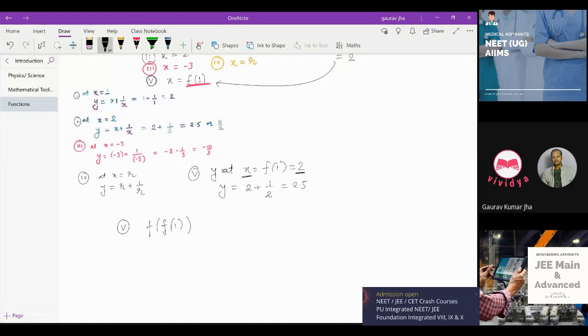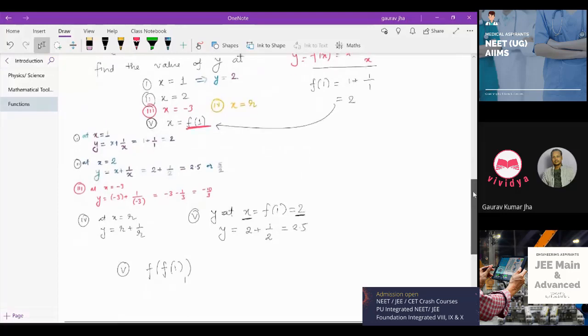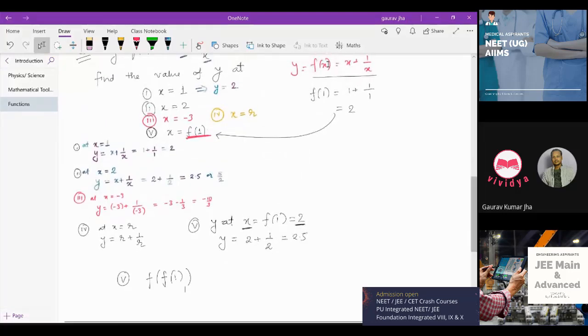See, the function that we know is, yeah, here it is. f of x is x plus 1 by x, right? So given f of x is x plus 1 by x, then the meaning of f of 1 would be what? We know that f of 1 is 2, right? f of 1 is 2.